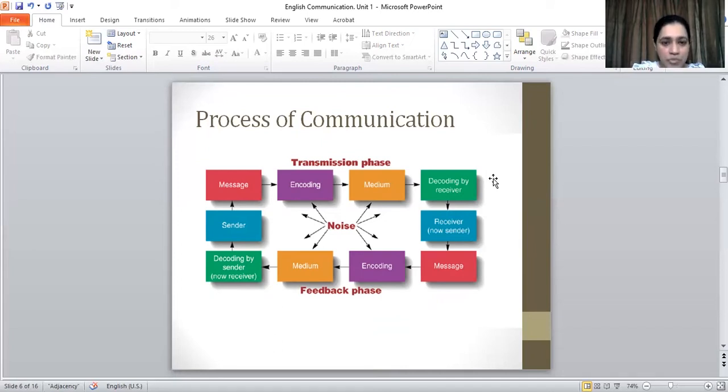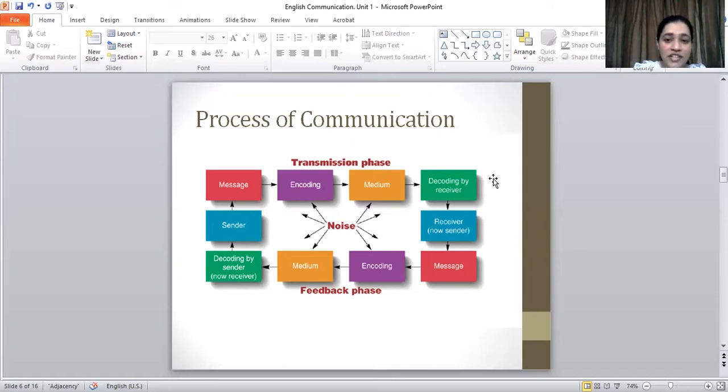Here is a simpler way of looking at the process of communication. As you can see, we start with the extreme left. You have the message, which is encoded through a medium. When it's received by the receiver, it is decoded. The receiver, who's now the sender, creates another message in response to the original one. He encodes it, sends it through the same medium and back to the original sender, who is now the receiver. Once this message is understood, the transmission process of communication is seen as complete.